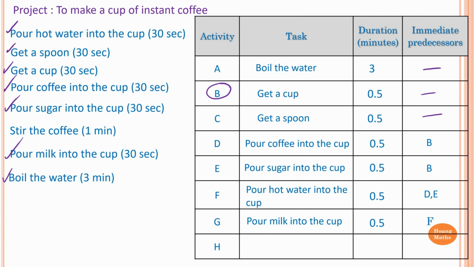And the last activity is stir the coffee. So it takes a minute to do that. Before we stir the coffee, we know that we need to have coffee, we need to have sugar, and we need to have hot water, of course, and milk. Then we start stir the coffee. So these are the immediate predecessors of activity H.